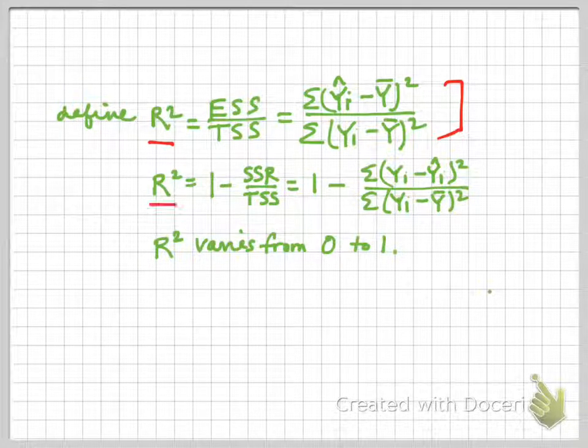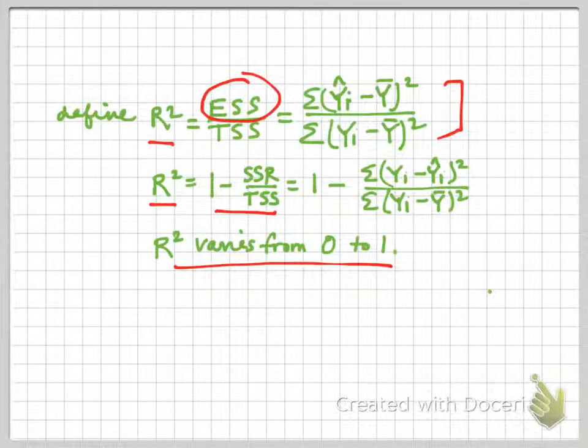Alternatively, R-square is equal to 1 minus the sum of squared residuals over the total sum of squares. So these are two alternative ways of calculating the R-square. You can see pretty easily that R-square is a number that varies from 0 to 1, and that's because the explained sum of squares can never be greater than the total sum of squares. So we have a number over a number that's greater than it, so it's always going to be less than 1.